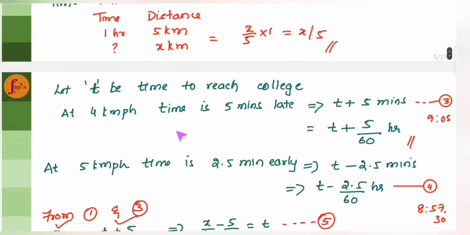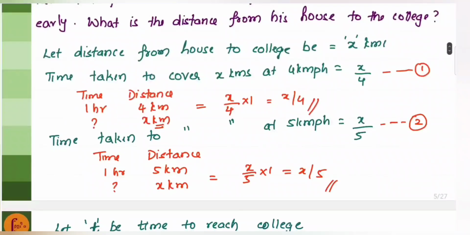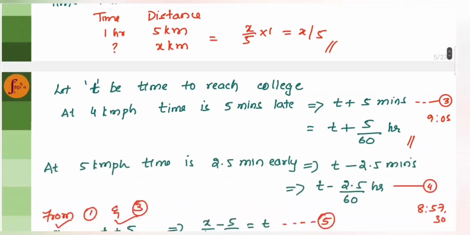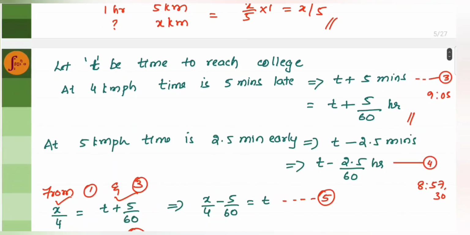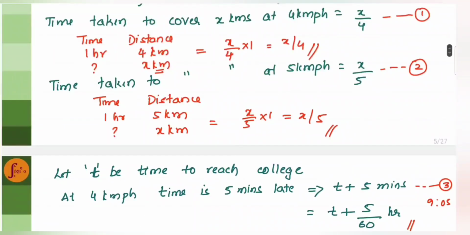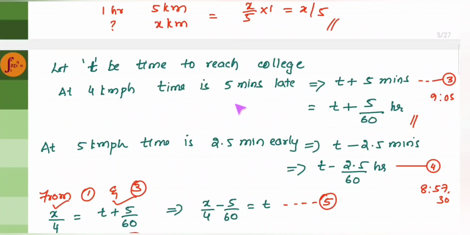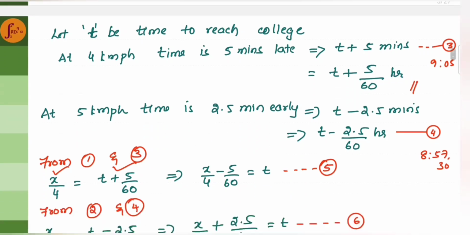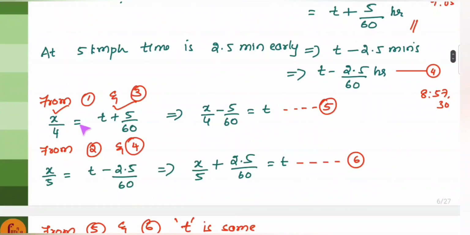Look at this equation. At 4 km per hour, time is 5 minutes late. Here, time taken to cover x kilometers at 4 km per hour. It's the same thing, right? Distance is same, right? But the time given here is x by 4. And here we are comparing related to the time to reach the college. So if the college reopens at 9 a.m., then it's going to be 9:05, right? So here both the time taken is equal. That's why we equate both of this.